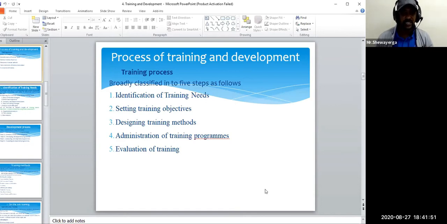We can use different methods. We'll see training methods. Generally, there are two types of training methods: on-job training and off-job training. We can also use many training methods in the case of on-job training and in the case of off-job training.